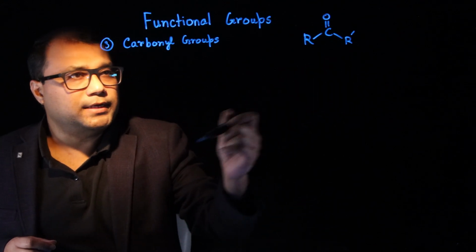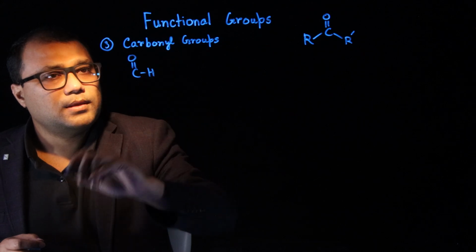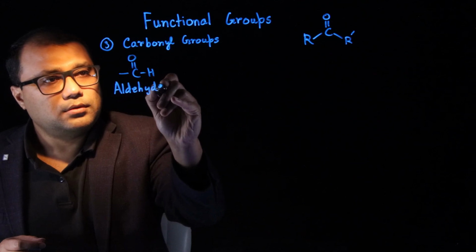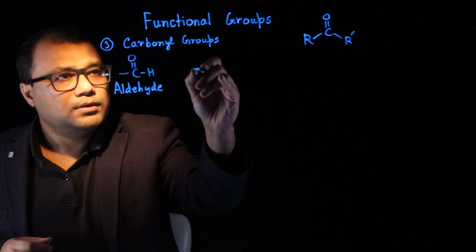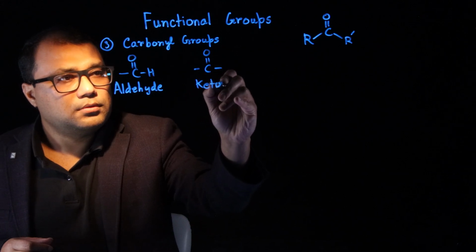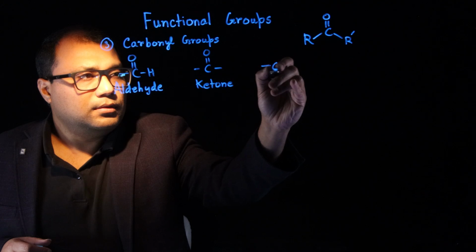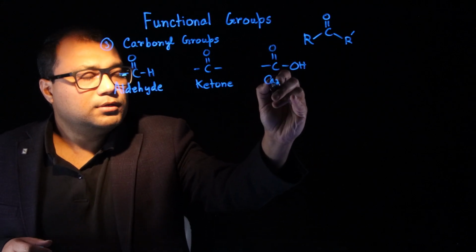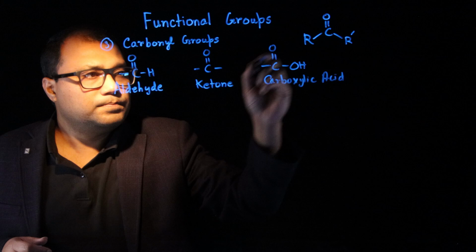When R dashed is a hydrogen atom, so when it is like this, then this is called an aldehyde. When R dashed is another alkyl group, let's just represent it as this, then it's a ketone. Okay? And when the R dashed is OH, then it's a carboxylic acid.